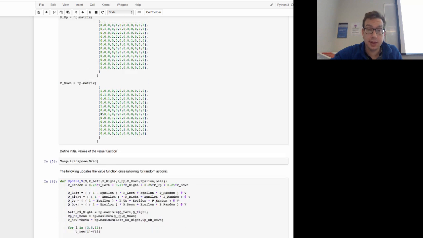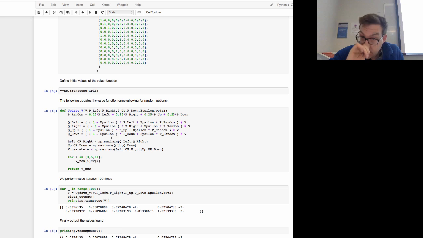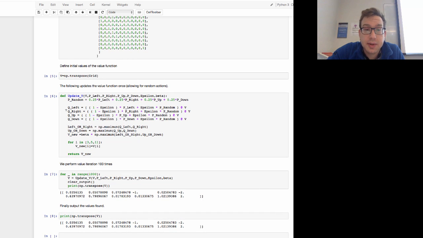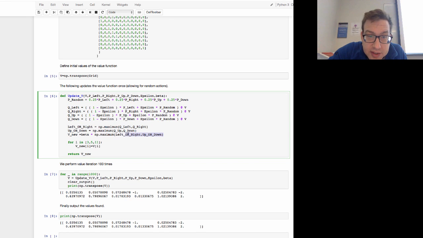But the actual update step basically just consists of these maximizations in here, these three lines of maximizations, and applying the discount factor. So the guts of this piece of code is three small lines. You don't need to write a lot, and then you just iterate on it.